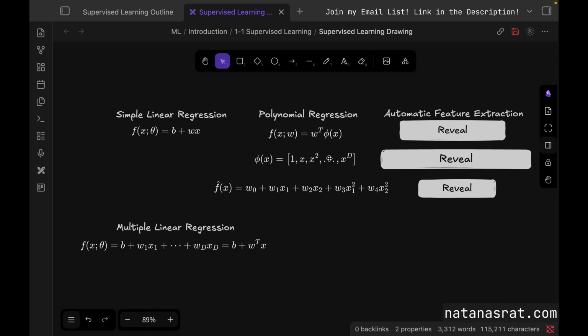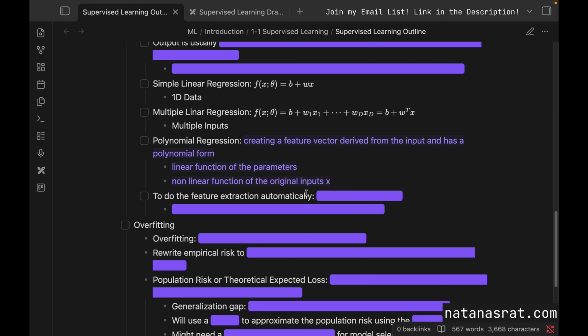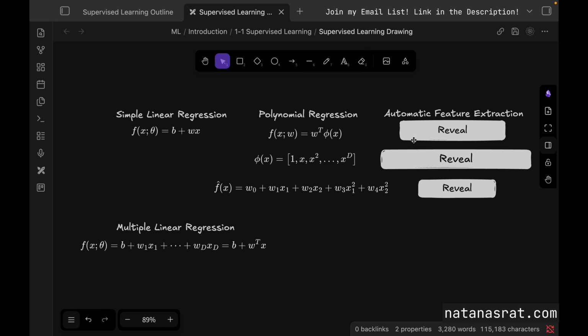If we had a cubic term, we'll have more weights and more terms here, like w5 x1 cubed and w6 x2 cubed. But doing this kind of manual feature extraction is not ideal. So that's when we use deep neural networks.